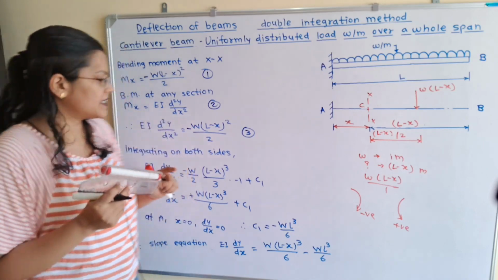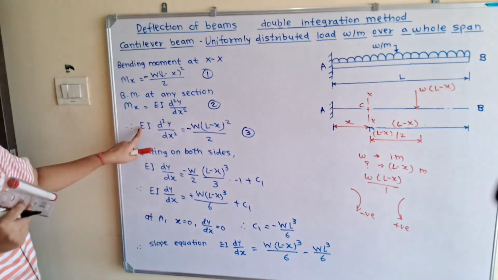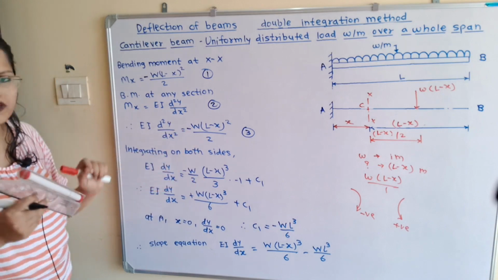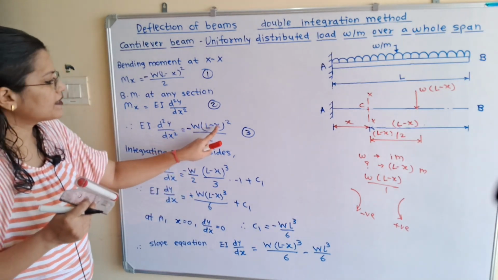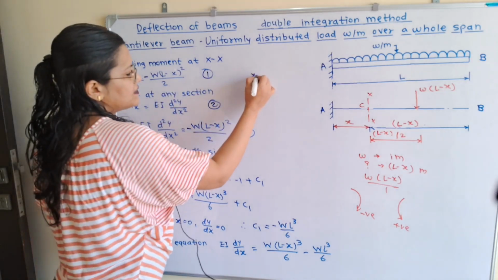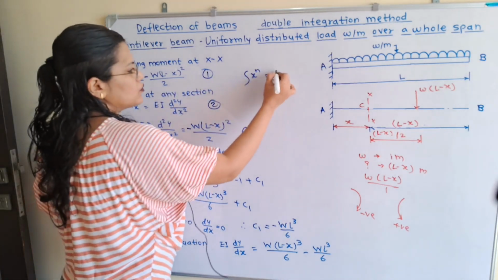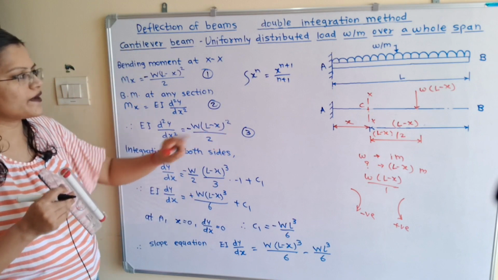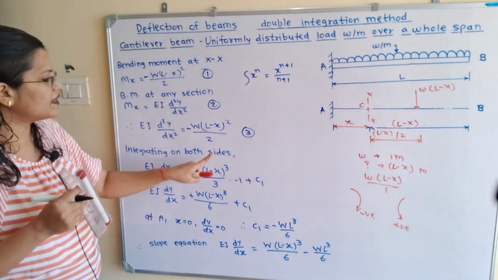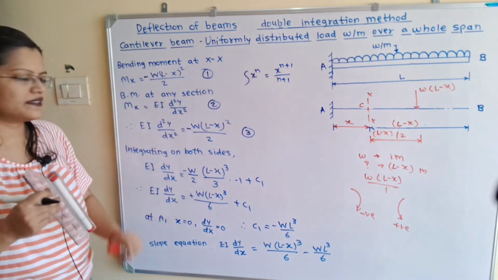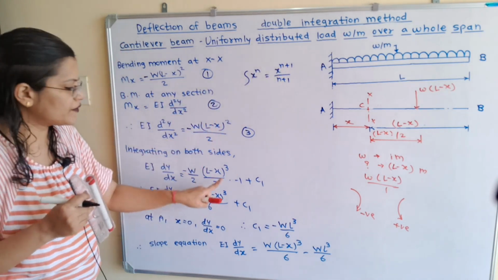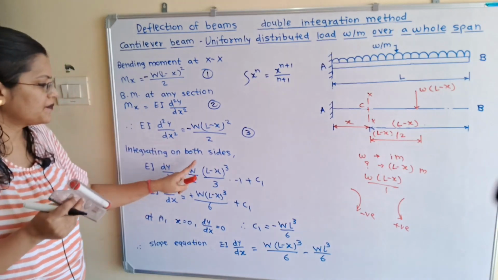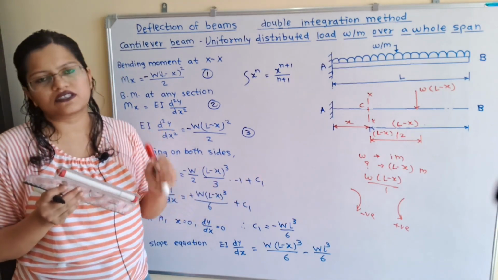We will take the first integration, integrating on both sides. So EI dy by dx is equal to, now this minus W by 2 is a constant, so we will take it outside, and then the bracket L minus x whole square. Now the integration of x raised to n is x raised to n plus 1 divided by n plus 1. So here, for L minus x square, instead of n we take 2, and we get L minus x cube divided by 3. And here is minus x, so we will take minus 1, because we are integrating with respect to x, and here plus C1, where C1 is the constant of integration.